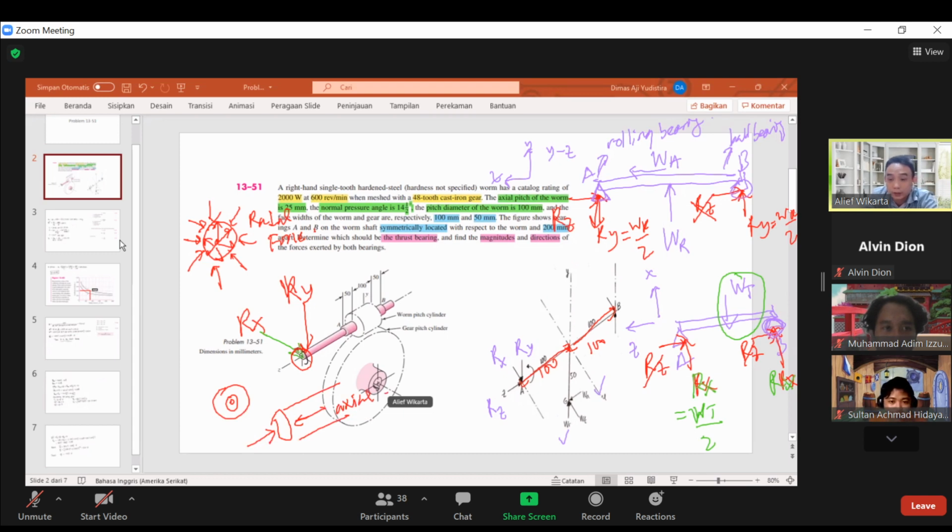So what is Mbak Vivi's question? Is there no transmitted force? There is. The transmitted force is held by Rx. But Rx and Ry are both radial forces for the bearing. So this bearing, a rolling bearing or ball bearing, supports the radial force. The radial force in the bearing comes from the radial force of the gear and the tangential force of the gear.